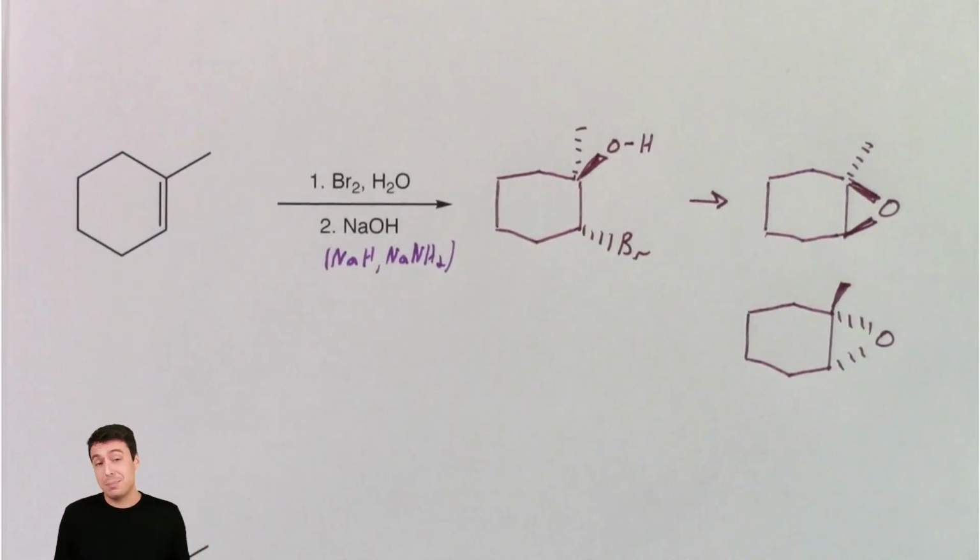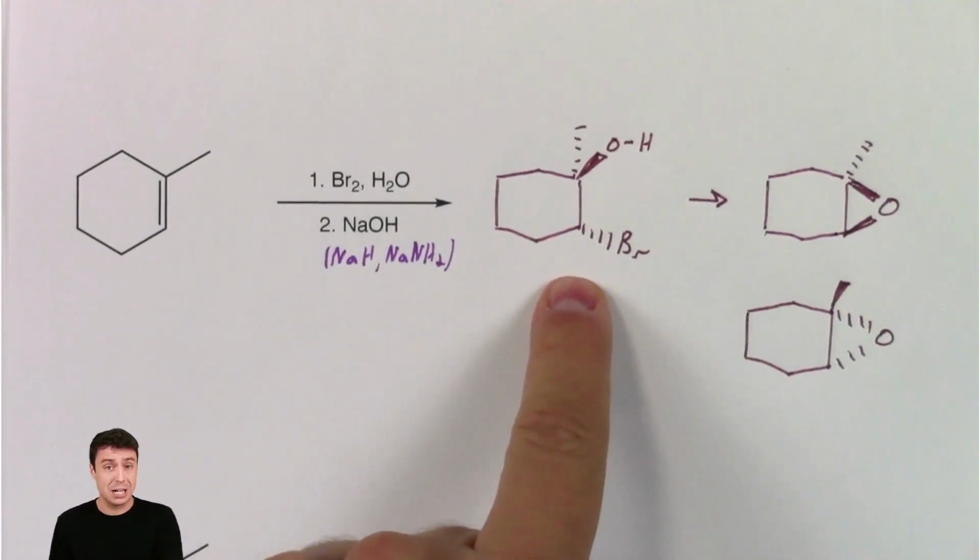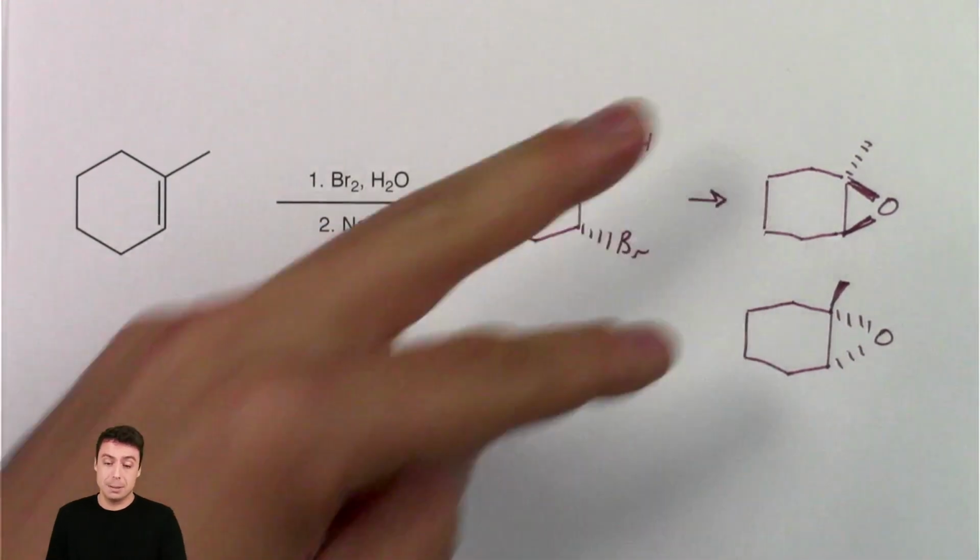We'll see another way to make epoxides later, which is generally better for you if you're trying to make these in synthesis. But as a trick, they'll throw this at you because you're like, what is this? Well, step 1 is an old reaction, right? But step 2 is now making the epoxide.